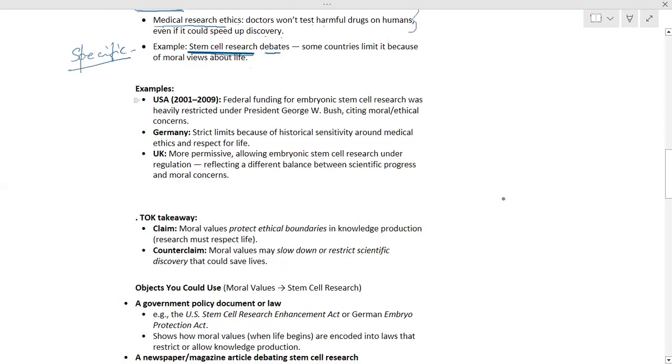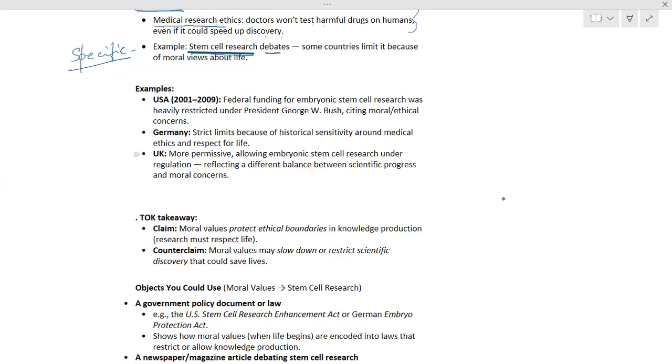Now, USA. In USA, federal funding for embryonic stem cell research was heavily restricted under President George Bush, citing moral or ethical concerns. In Germany, there are strict limits because of historical sensitivity around medical ethics and respect for life. But in UK, it is more permissive, allowing embryonic stem cell research under regulation, reflecting a different balance between scientific progress and moral concerns.